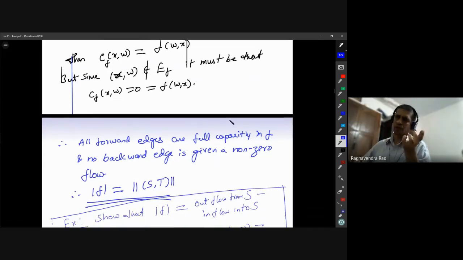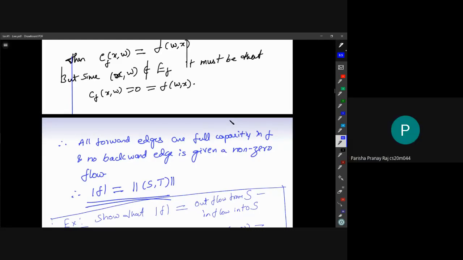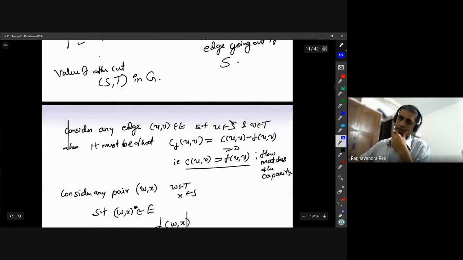Yeah. So one of you had... was it Pranay who asked previously? Is it clear to you now? Sir, can we go to the diagram? Yes, yeah.